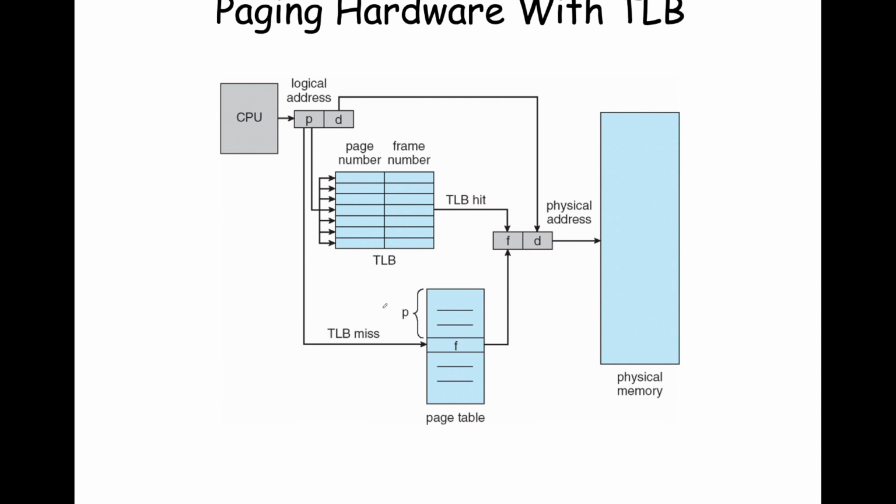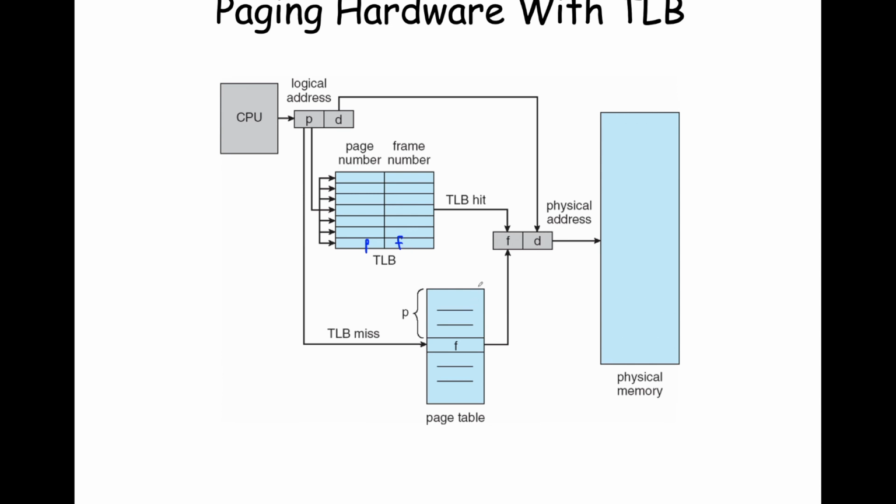If you have a TLB miss, you access the page table at that entry p, get the frame number, and use that frame number. Then, depending on your invalidation policy, you're going to add a new entry to your TLB that has that page and that newly looked up frame number if you have a TLB miss.